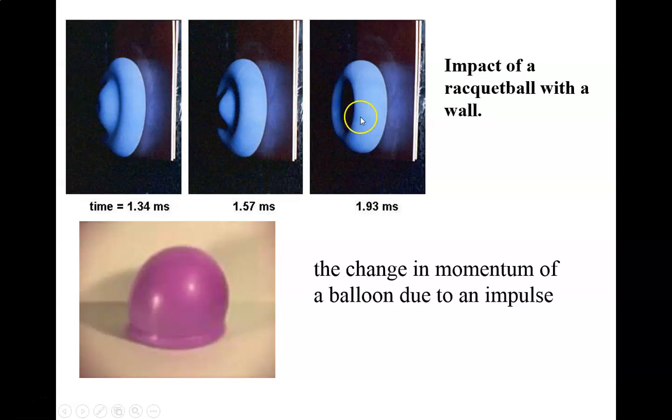Here's a racquetball bouncing off a wall. You can see it forms some interesting shapes as it's doing so, and here's the time frame over which that's occurring. Very small time frames, but time frames nonetheless. Here's a water balloon that's bursting on the ground, just about ready to burst. Again, it happens very quickly, but it does take time.